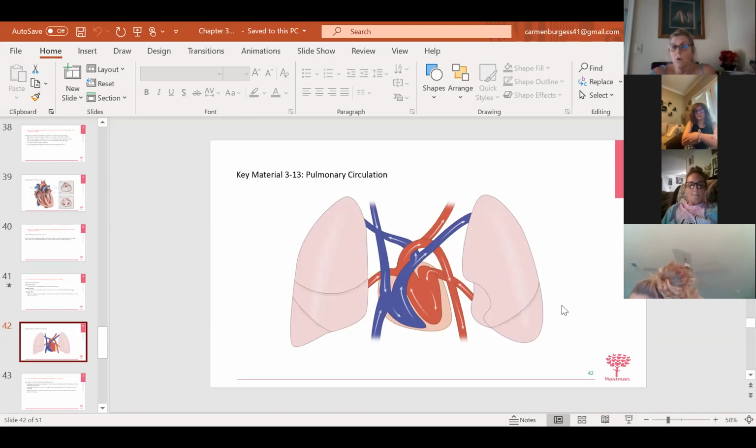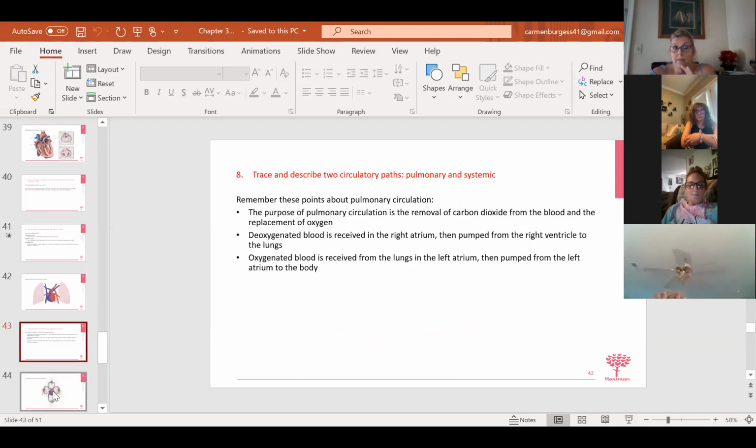So your pulmonary or your systemic circuit, they all end up the same place. So these key points, deoxygenated blood, you already know where that comes from. The body, right? After it's exchanged, it comes by way of the superior and inferior vena cava. It goes to the right atrium. Oxygenated blood, are you ever going to find that in the right atrium? No. If you do, you have a problem.